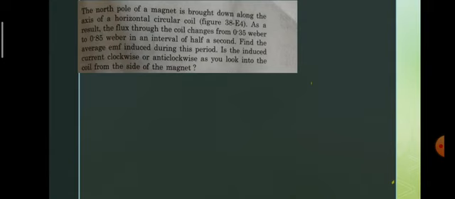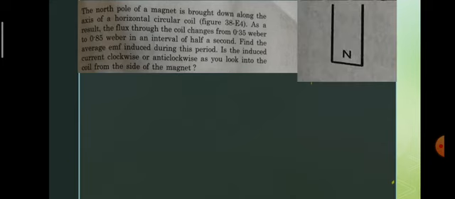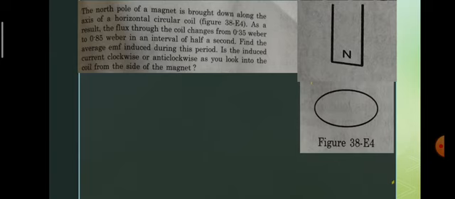Problem number 14. In this, the north pole of a magnet is brought down along the axis of a horizontal circular coil. As a result, the flux through the coil changes from 0.35 Weber to 0.85 Weber in an interval of half second. Find the average EMF induced during this period. Is the induced current clockwise or anti-clockwise as you look into the coil from the side of the magnet?